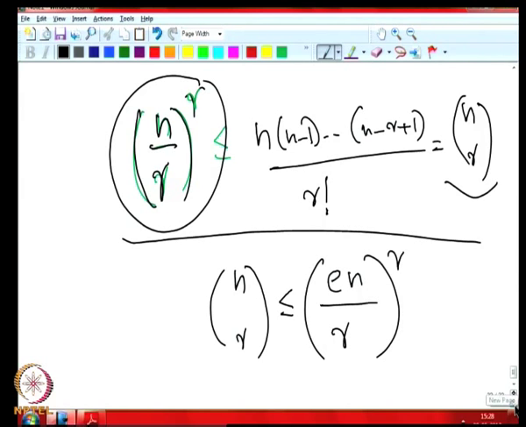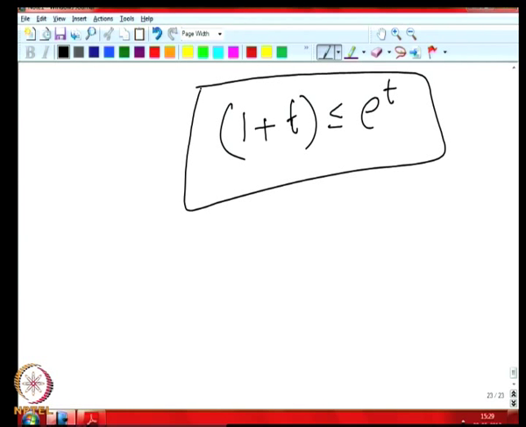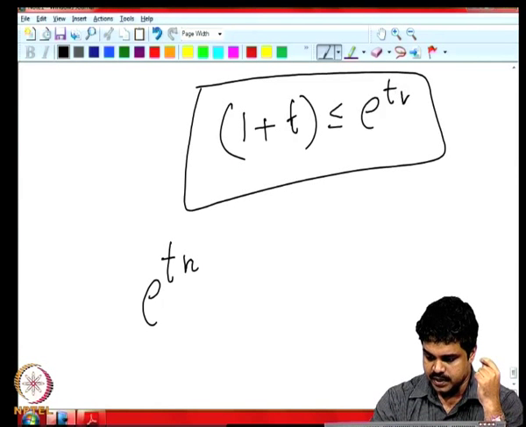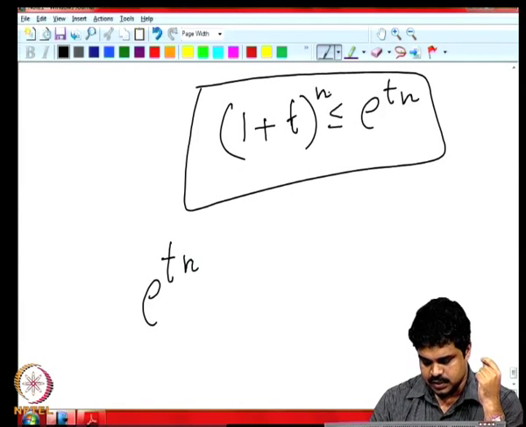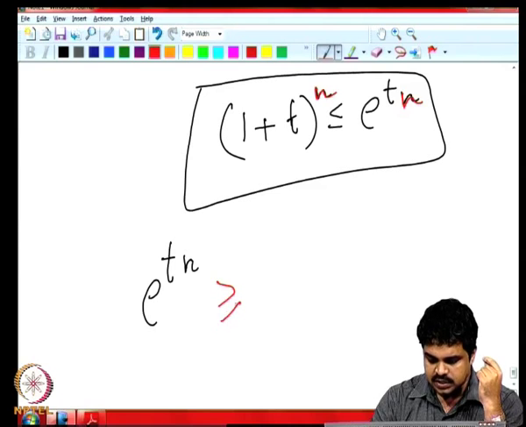So, how do we prove this? It is a little trickier than the earlier one, which was just direct substitution. Here we start with an inequality from calculus, which we will not prove because it is very well known: 1 plus t is less than or equal to e to the power t. So we power it by n, and an n comes here, so e to the power t n is greater than or equal to (1 plus t) to the power n.